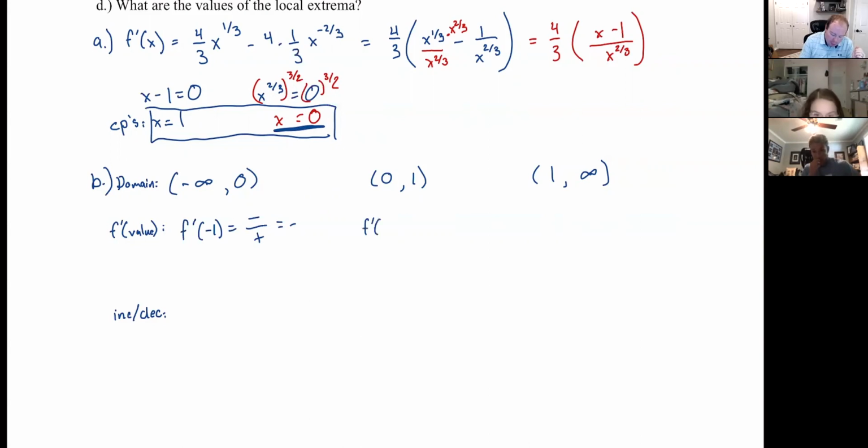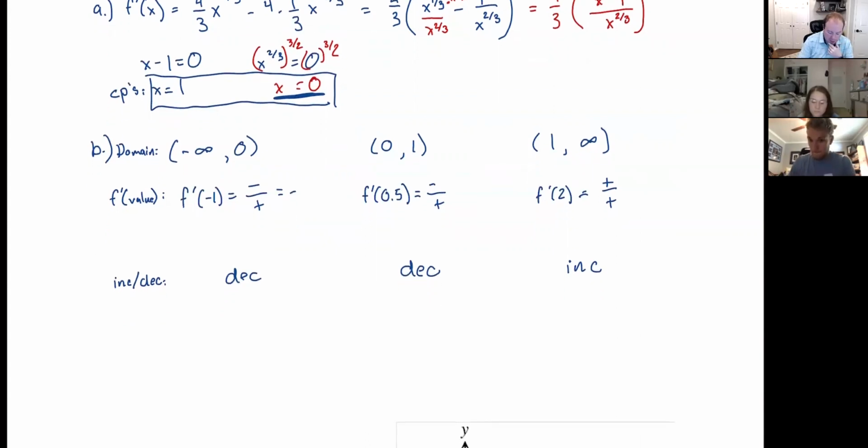I'm going to do f prime of, let's say, 0.5. I know that the denominator is always going to be positive, but if I do 0.5 minus 1, I notice the top is going to be negative, and I'm not necessarily worried about the value. I'm just glancing through and just trying to determine if it's increasing or decreasing, positive or negative. And then f prime of, let's say, 2, well, you have positive over positive. So that means we are decreasing, decreasing again, and then finally increasing on our third interval.